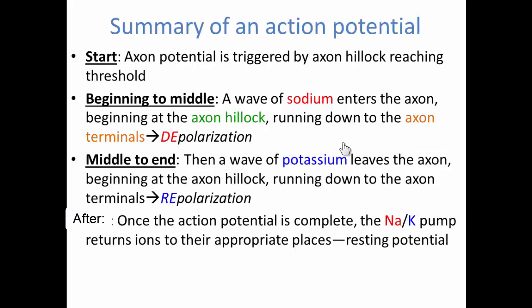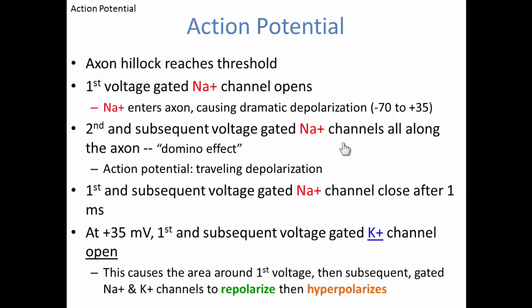And this causes a depolarization along the axon cell membrane. From the middle to the end of the action potential, there's a wave of potassium ions that leave the axon. Right? Runs all the way down the axon to the axon terminals. And that causes repolarization. Okay? At the end of the action potential, what's going to happen is the sodium-potassium exchange pump is going to return the sodium and potassium ions to their appropriate places, getting us back to resting membrane potential.